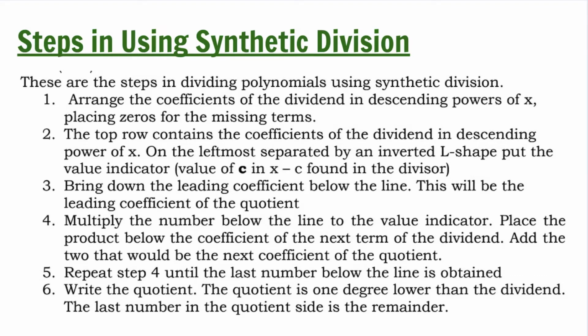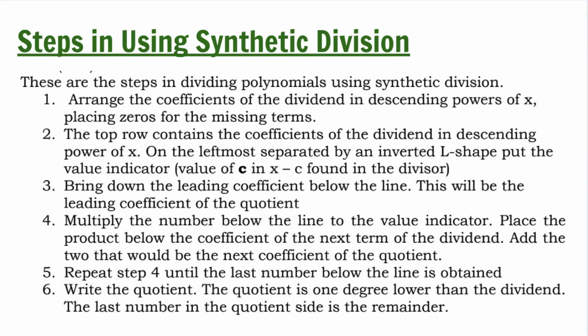Third, bring down the leading coefficient below the line. This will be the leading coefficient of the quotient. Multiply the number below the line to the value indicator. Place the product below the coefficient of the next term of the dividend. Add the two, that would be the next coefficient of the quotient.